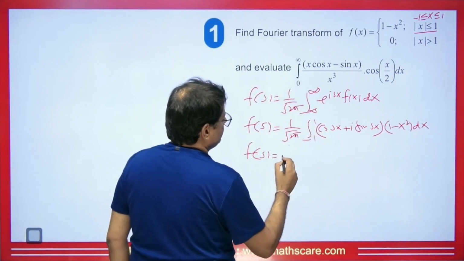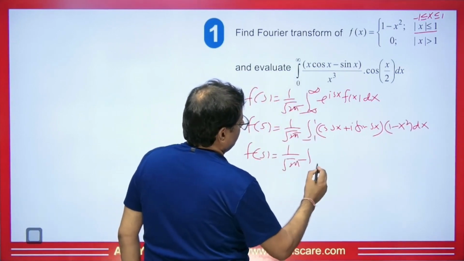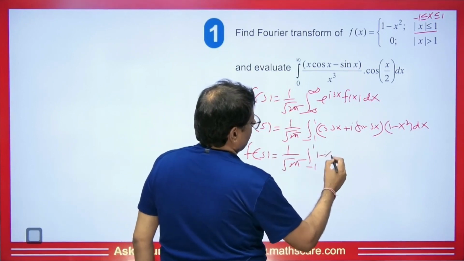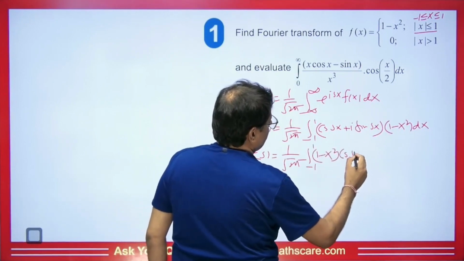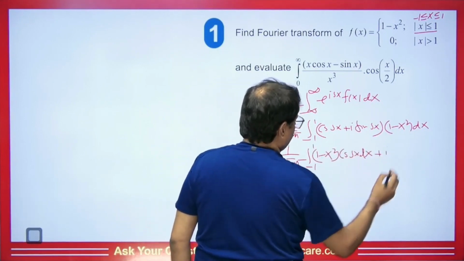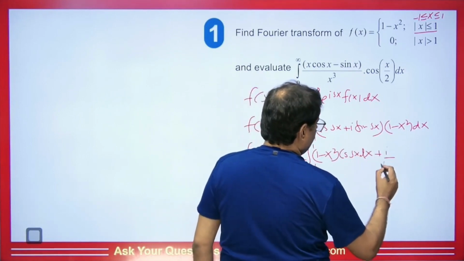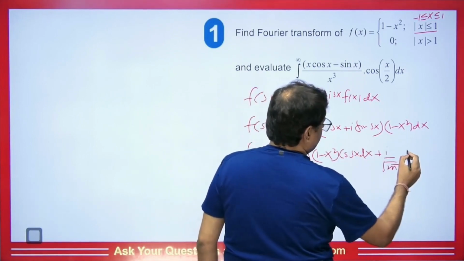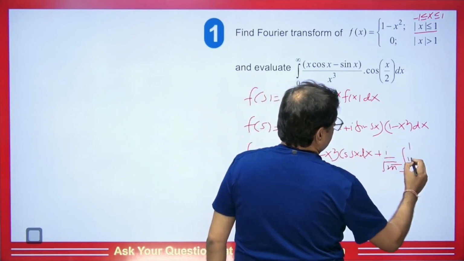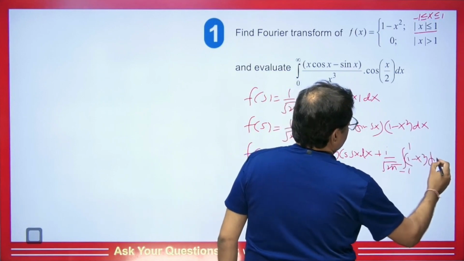So we will get F(s) is equal to 1 upon root 2 pi, limit minus 1 to 1, 1 minus x square cos sx dx, and plus iota upon root 2 pi. I have separated this, and here it will be limit minus 1 to 1, 1 minus x square sin sx dx.